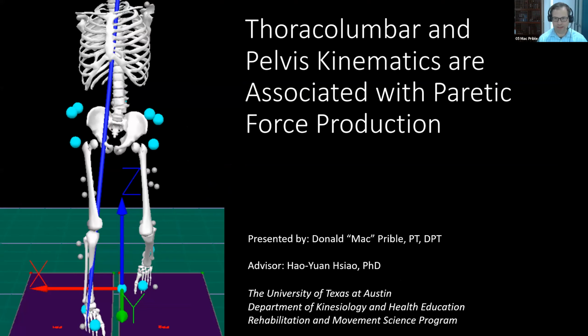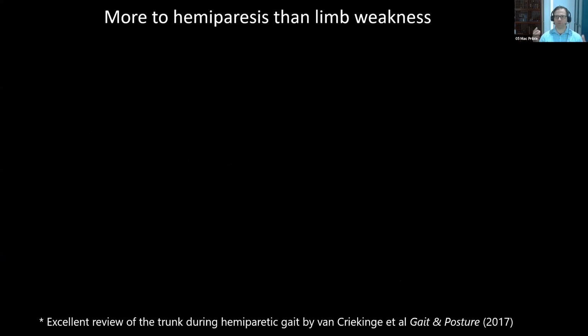Haoyuan Shao. And I think that it's important to examine these relationships between trunk movements and paretic force production because there is more to hemiparesis than just peripheral limb weakness. You have impairments in strength multidirectionally and bilaterally. There are delayed reaction times. There are impaired postural adjustments.